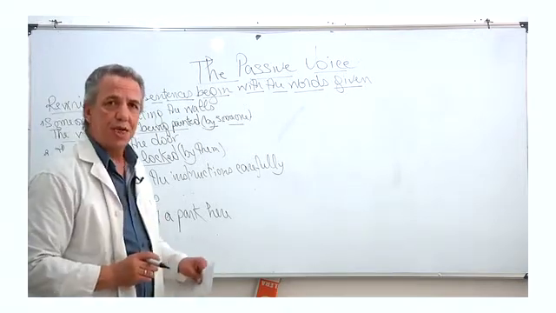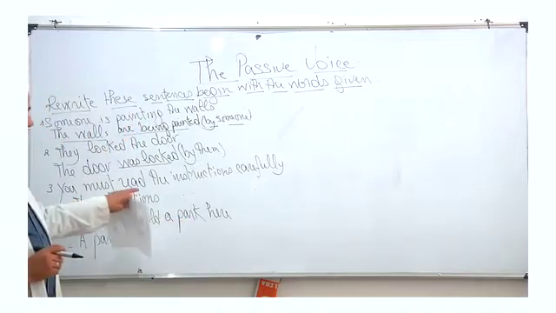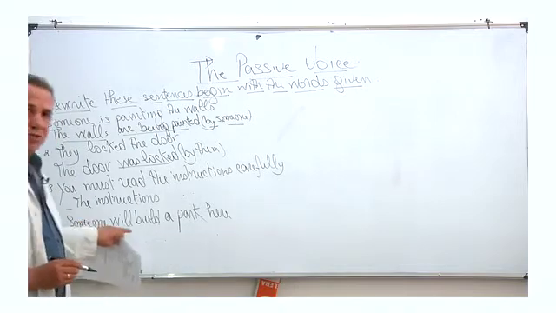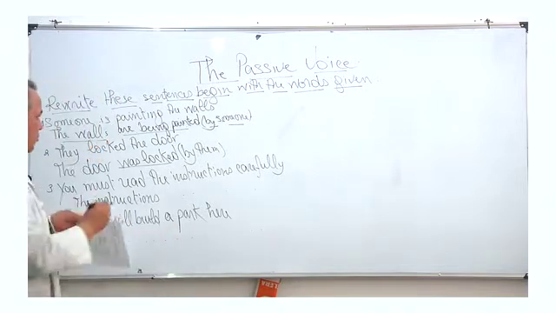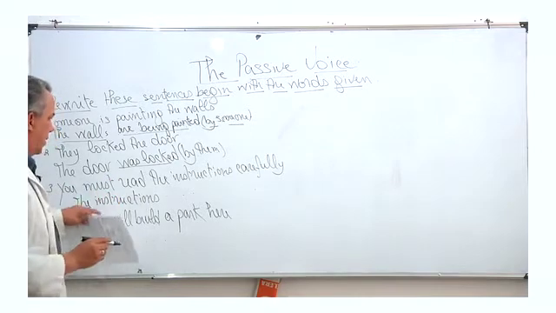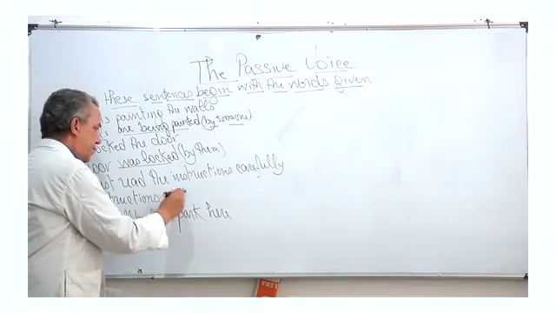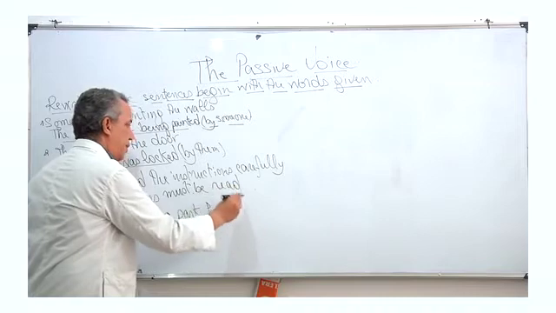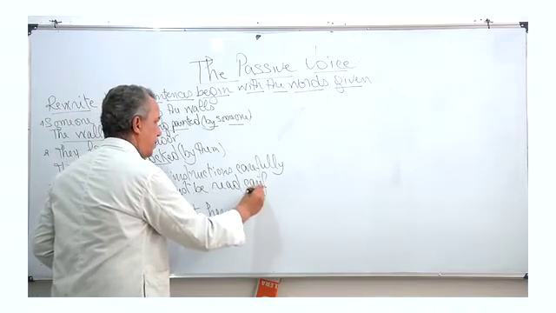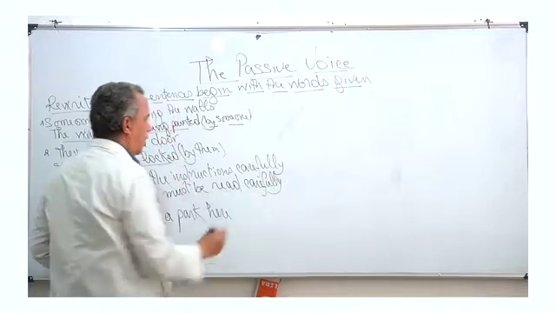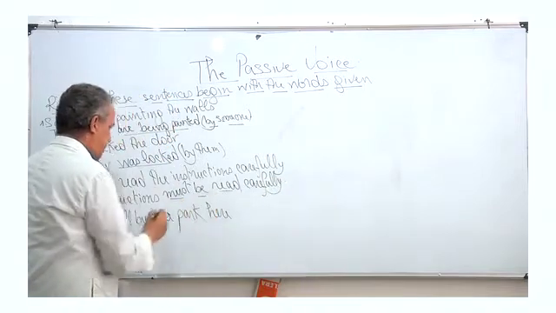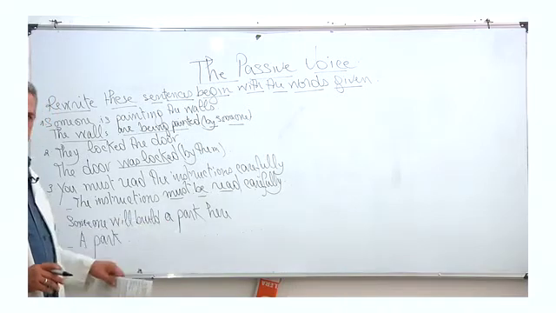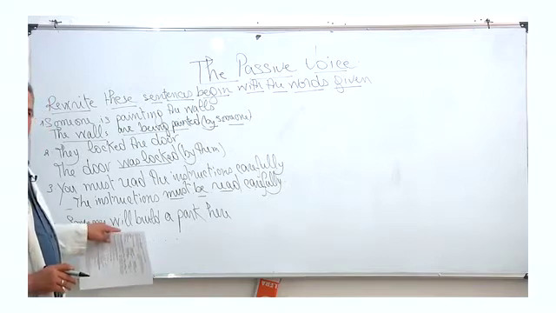Number 3, you must read the instructions carefully. The instructions, this is a modal verb. The instructions must be read carefully, of course, by you. Must be read. Number 4, someone will build a park here. Will is also a modal verb.